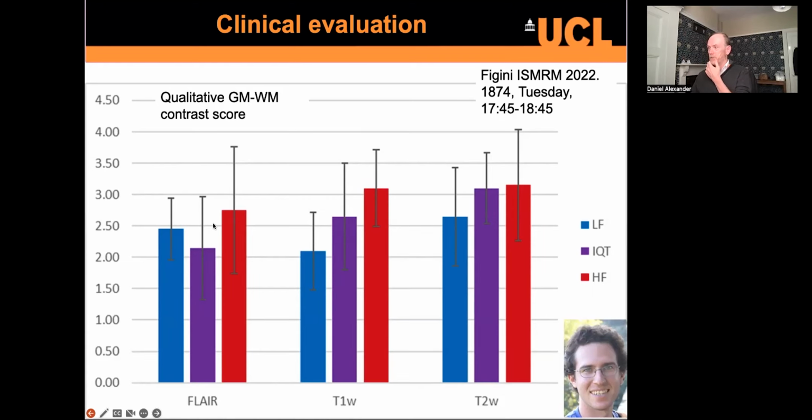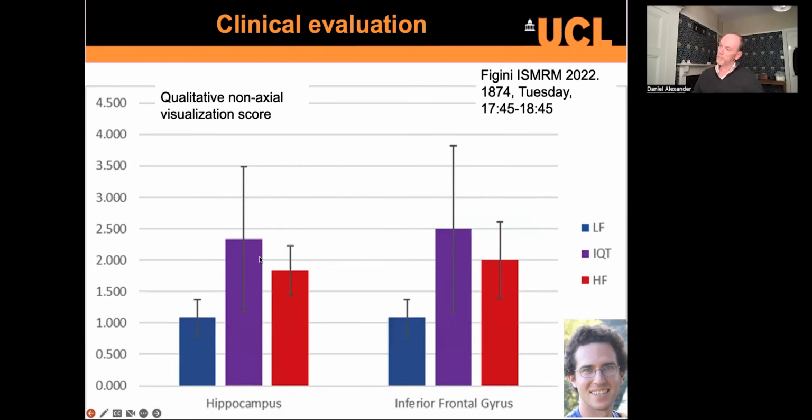This is just getting the radiologists to assess the image quality in general, and you can see that the enhanced images in purple approximate the high field images in red, at least for T1 and T2, not so much for the FLAIR, where we had some problems in the training that we're still working on. And there are even some radiological tasks where the enhanced images outperform even the high field images, which is interesting.